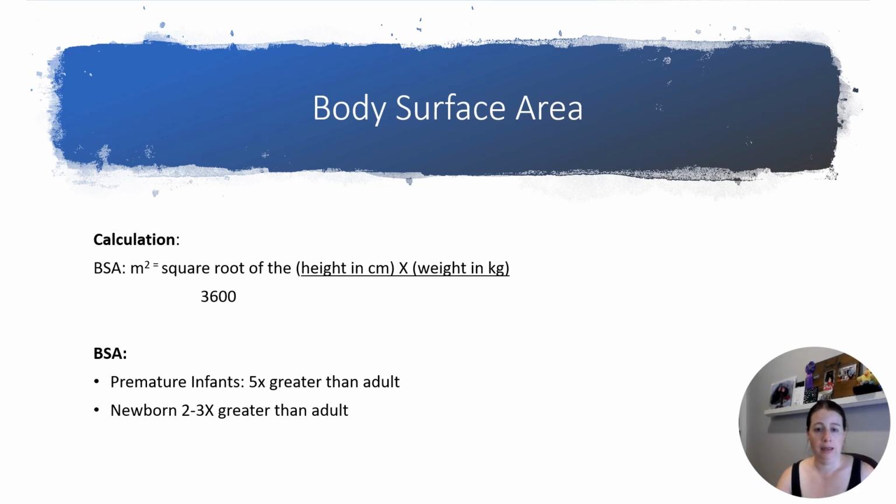So you may never use it, but it's important to be aware of and to understand how to calculate it. You're also going to see for premature infants that their body surface area is actually 5 times greater than an adult, and a newborn is about 2 to 3 times greater.